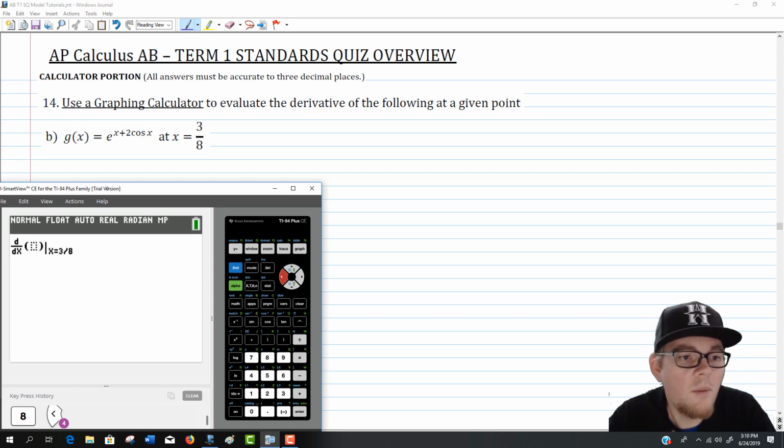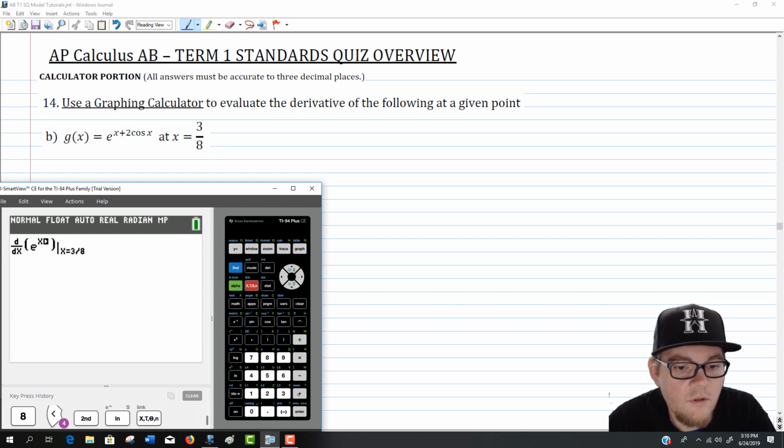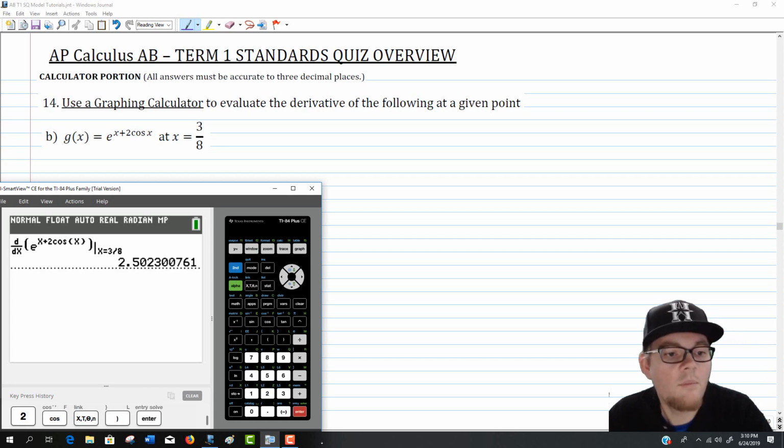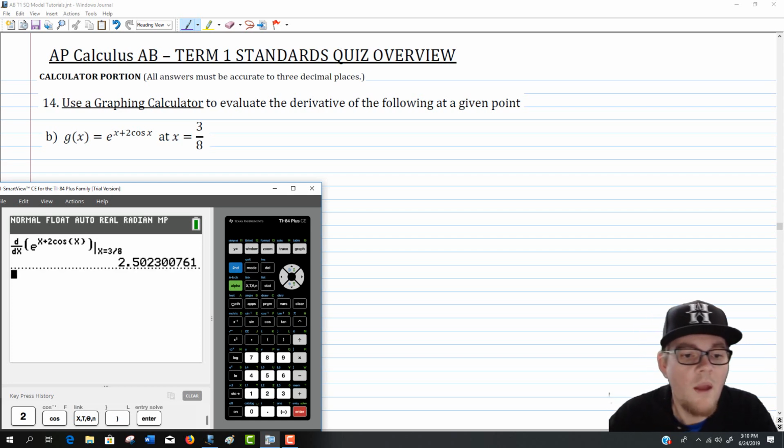And then last but not least, we want to put in the actual function. So of course, we could type in this function e to the x plus 2 cosine of x. That would absolutely work, and then when we press enter, it would give us our correct answer. But I want to point out to you that there's actually an even easier way to do this, and it involves using the y variables that our calculator automatically stores.